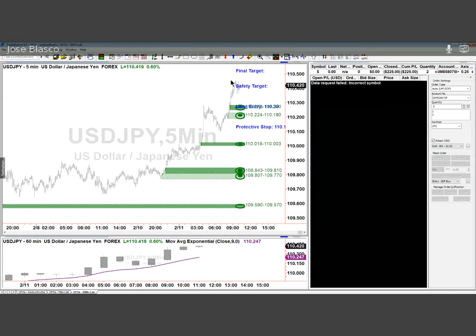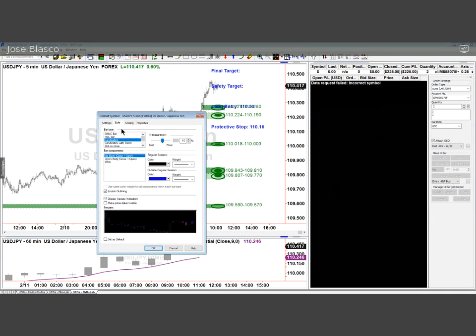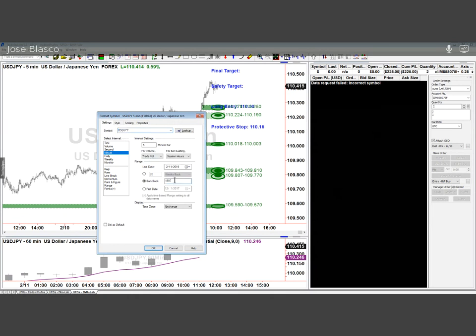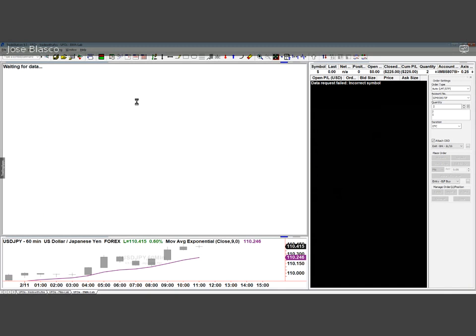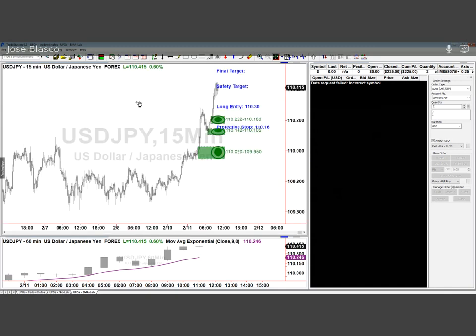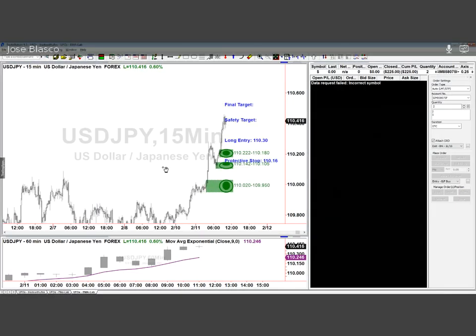I can load more candles by formatting symbol and adding more candles. So instead of 1,500, you can add 3,000 candles, whatever. Or another choice is to go for a higher time frame. So if you were to look at the 15, I still have no red UFOs.